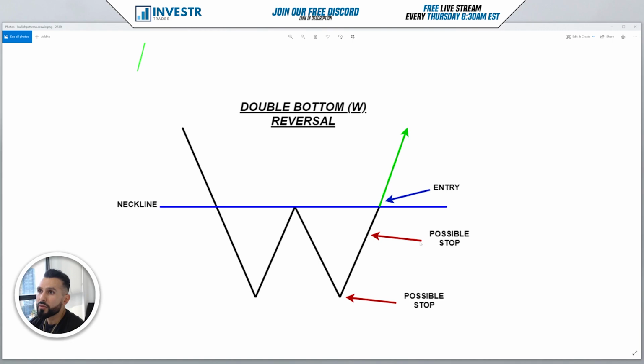Now, if you want to get away from the fake outs and you have room to the upside and your risk to reward allows for it, you could put your stop right at the bottom of the W. So again, you need to take into consideration your risk to reward when putting your stops right after your entry, and that's a whole other video that we can get into in the future.